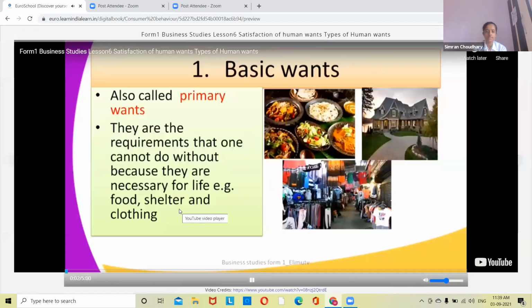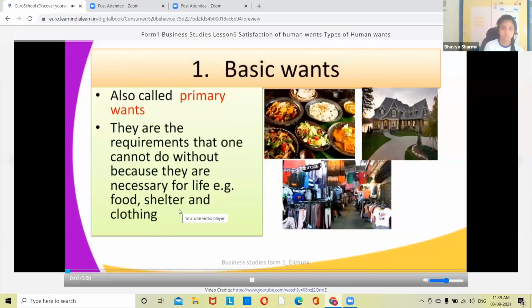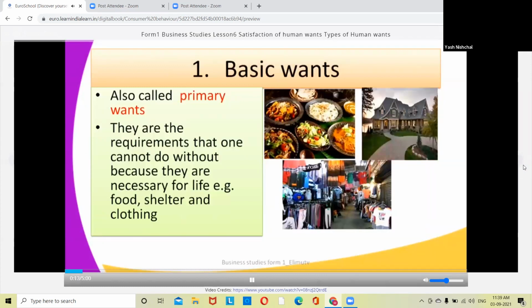Wants are also called primary wants. These are the requirements that one cannot do without because they are very necessary for survival. They are necessary for life. For example, you cannot do without food. If you go so long without eating, you just die. You cannot survive without shelter.